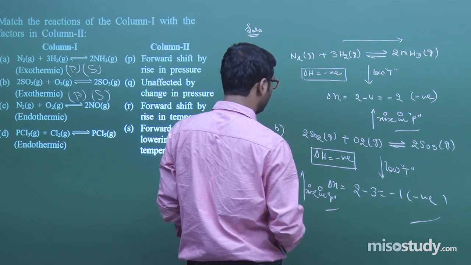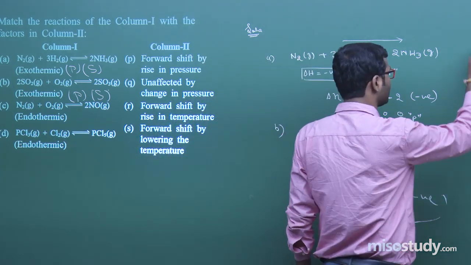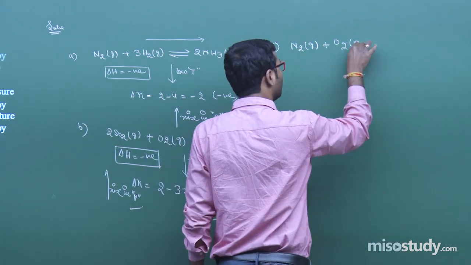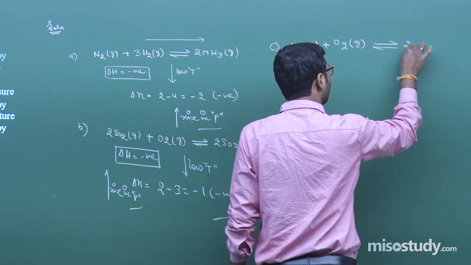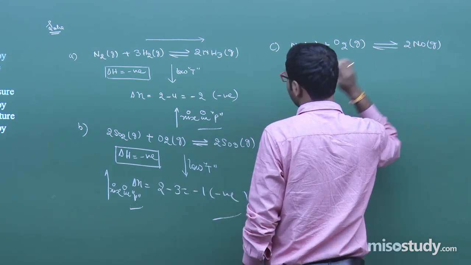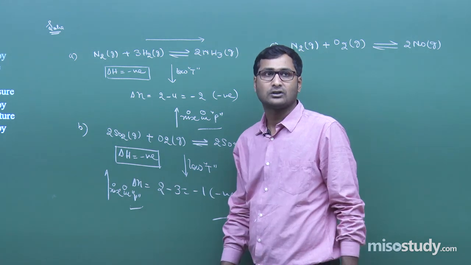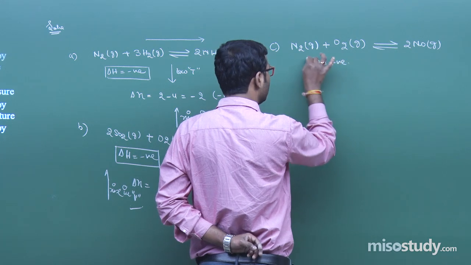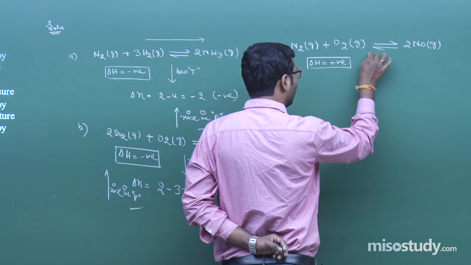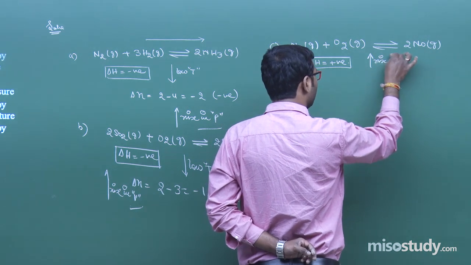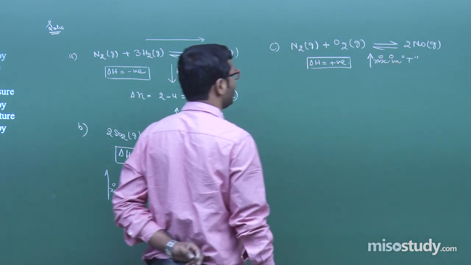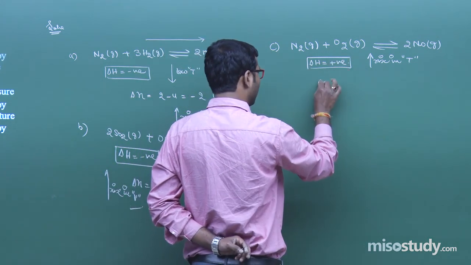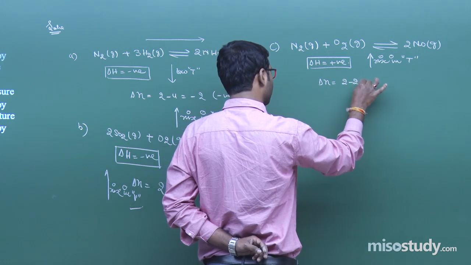Now the third one is N2 plus O2. Is it clear, my friend? Yes, it gives you 2NO. This is an endothermic reaction, my friend. For endothermic reaction, we know delta H is positive. So in this case, rise in temperature favors the forward reaction. Now look at delta N in this case, 2 minus 2 is equal to 0.